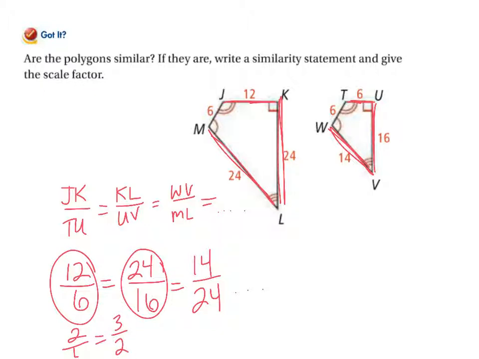That's not the same ratio. And I could keep on going and I get a different ratio on the next one. In general, I am not getting the same ratio and I'm supposed to. So I would have to say these are not similar. So then I don't write a similarity statement either, and I don't write a scale factor because it's not consistent.